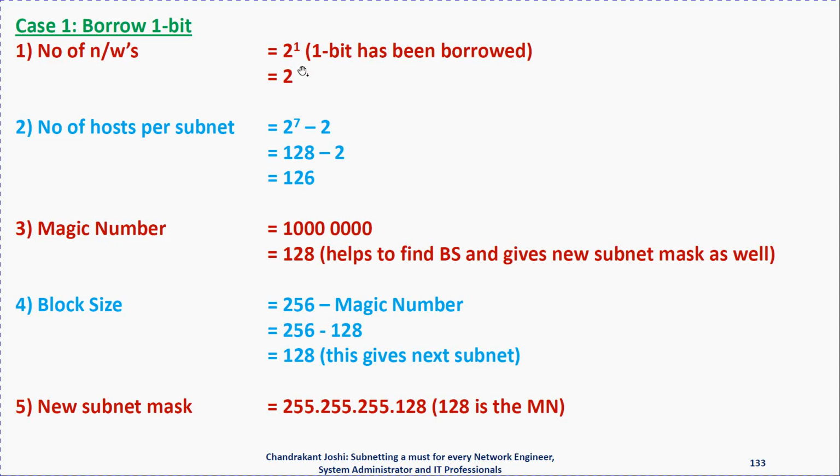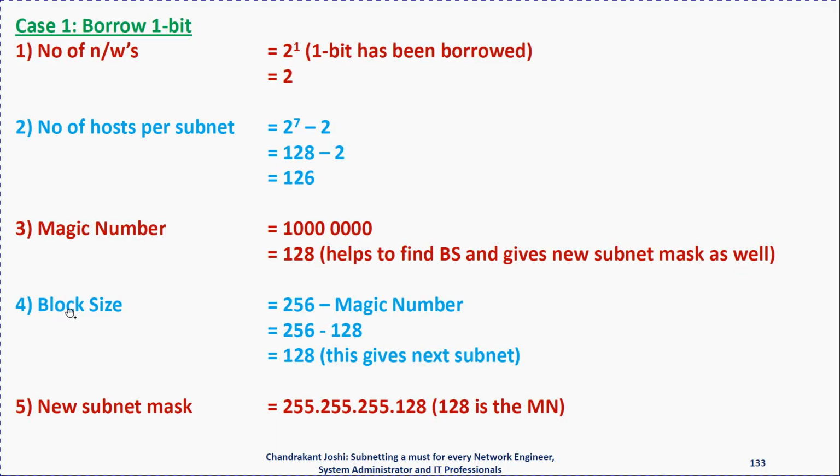Magic number. Because I borrowed 1 bit, this is 1 followed by 7 zeros. Now this is the binary. Now this binary is equal to 128 decimal. Now I have given you a hint over here. This particular magic number helps to find the block size, and it gives the new subnet mask as well.